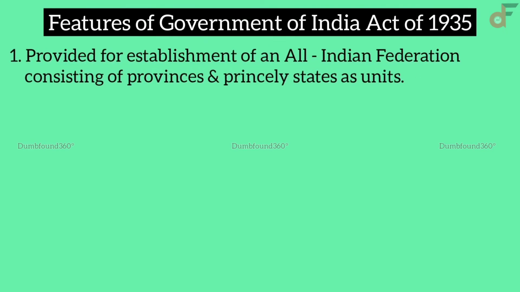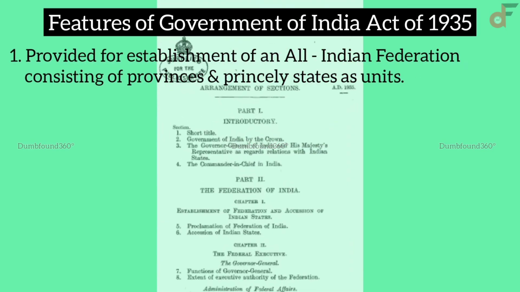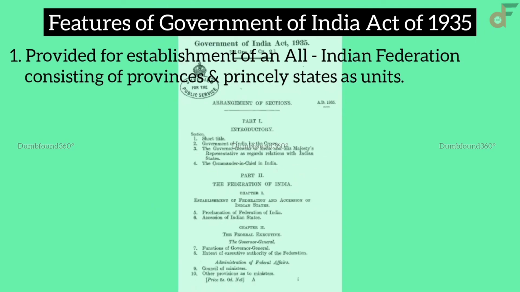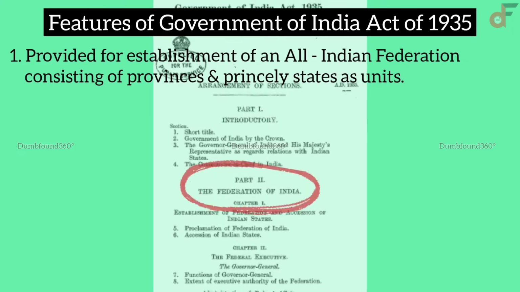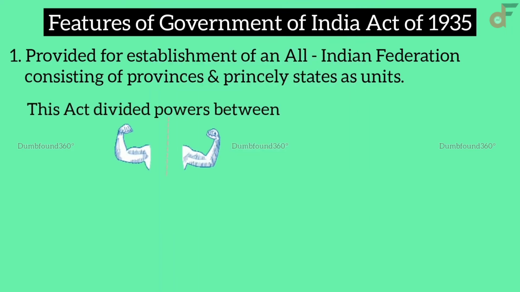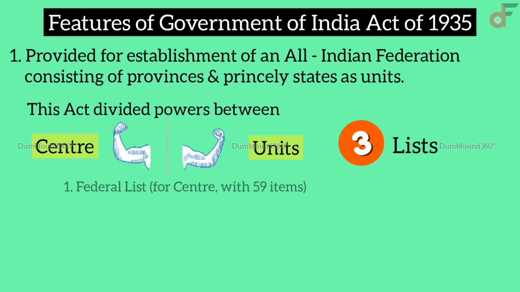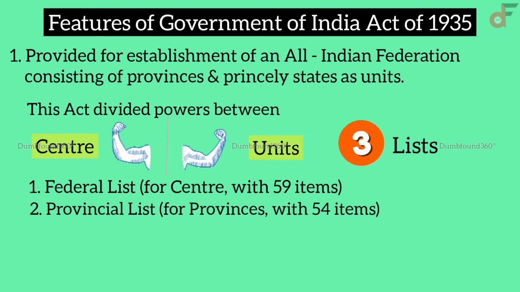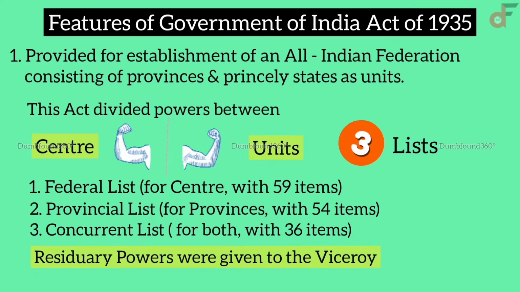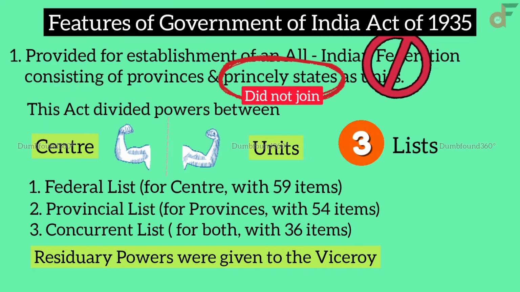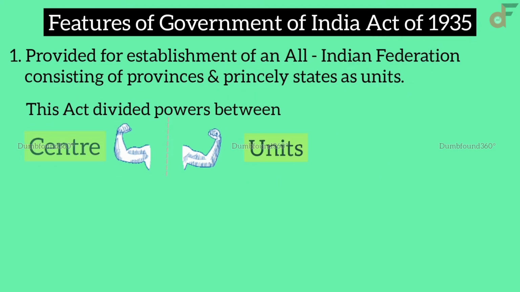It provided for the establishment of an All India Federation consisting of provinces and princely states as units. The Act divided the powers between the centre and units in terms of 3 lists: Federal List, Provincial List, and the Concurrent List. Residuary powers were given to the Viceroy. However, the Federation never came into being as the princely states did not join it.